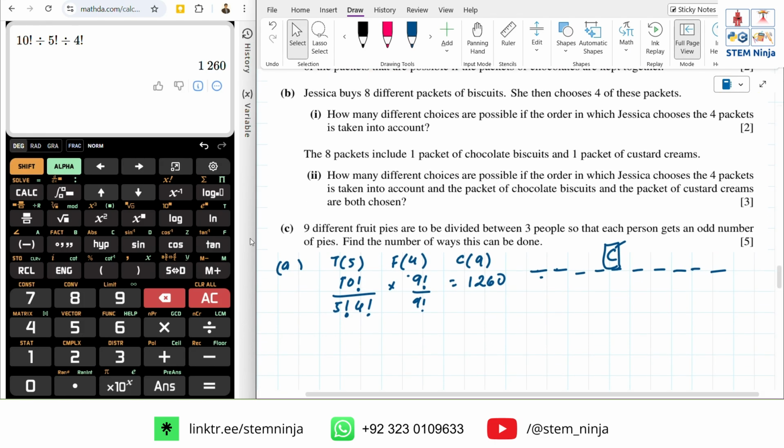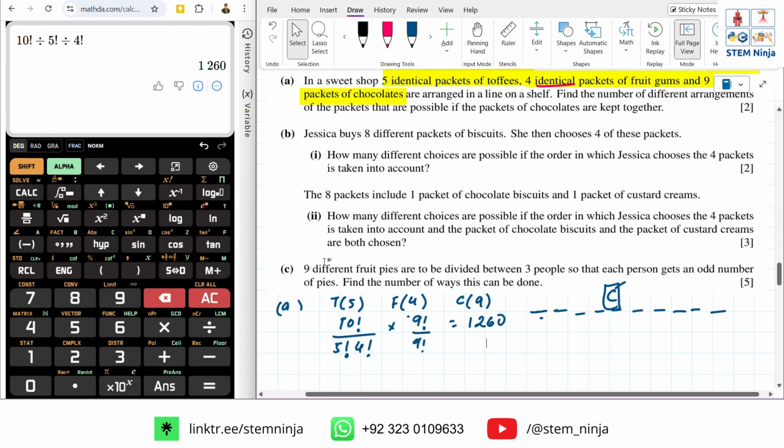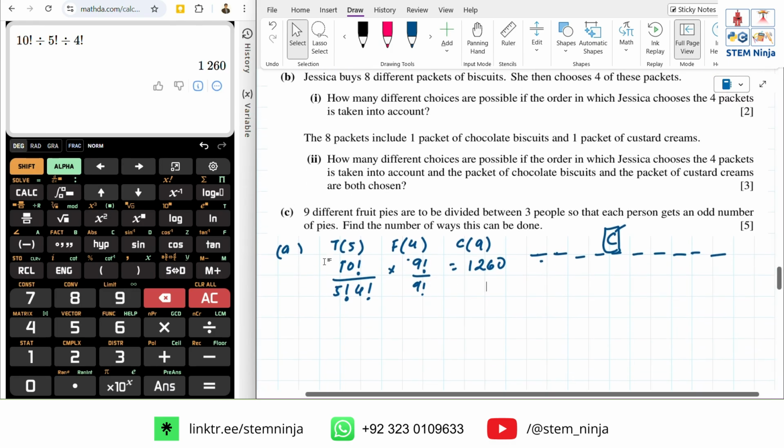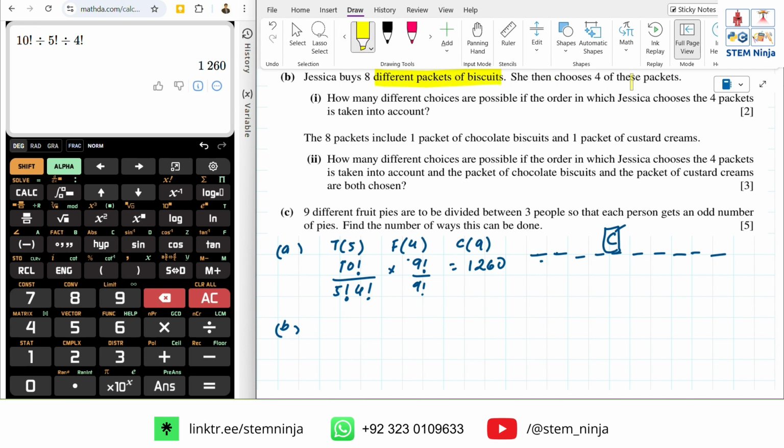Okay, so B part. Jessica buys 8 different packets of biscuits. Okay, now there are different packets of biscuits. She then chooses 4 of these packets. How many different choices are possible if the order in which Jessica chooses the 4 packets is taken into account?